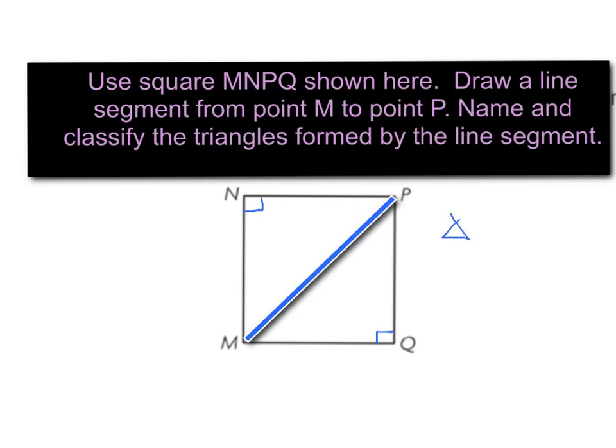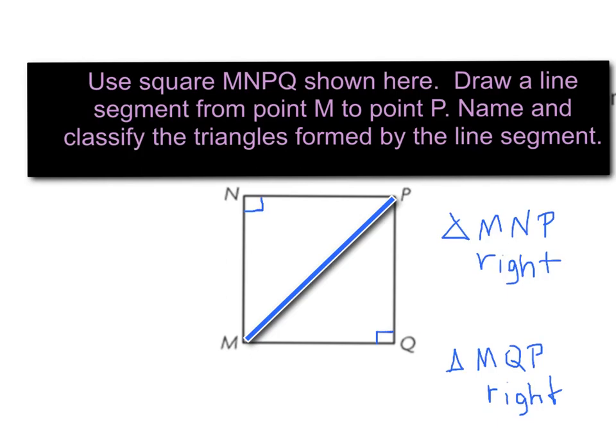So we can say triangle MNP is a right triangle, and triangle MQP is also classified as a right triangle because we have a right angle here and a right angle here with 2 acute angles on both of these triangles. Therefore, they're both right triangles. I hope you got that one right.